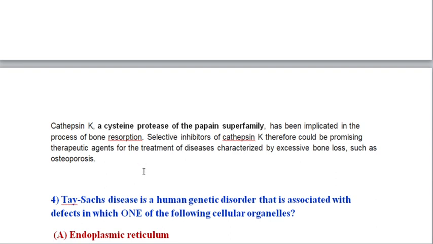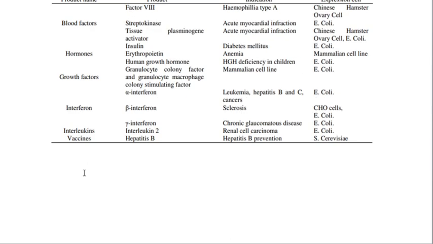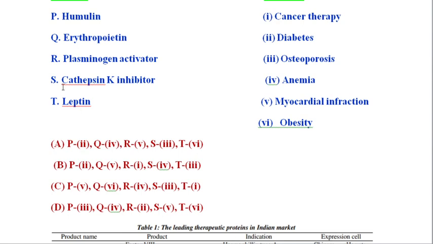tissue. That's why they have discovered inhibitors to inhibit this particular enzyme. Therefore, we can use those inhibitors as a promising therapeutic agent for treatment of diseases characterized by excessive bone loss, that is osteoporosis. Okay, so this cathepsin K inhibitor is used for the disease called osteoporosis and leptin is used for obesity.